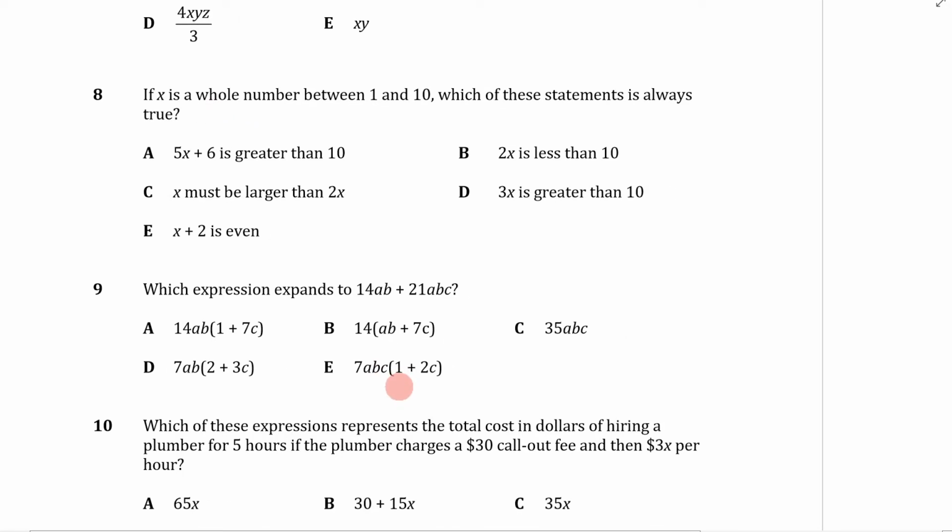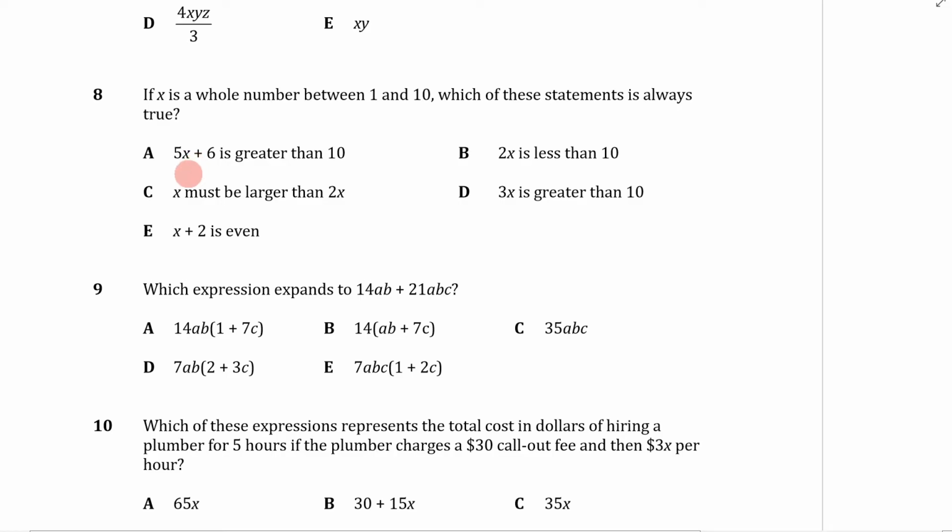Okay, so if x is a whole number between 1 and 10, which of these statements is always true? Okay, this is interesting. Let's just go through one by one. 5x plus 6 is greater than 10. If x is a whole number between 1 and 10, which statement is always true?